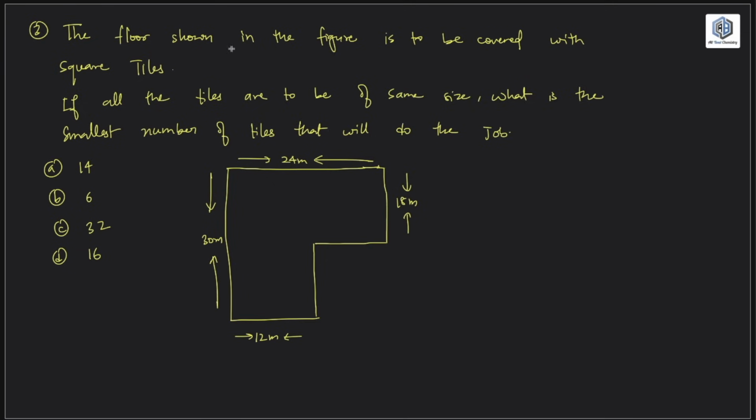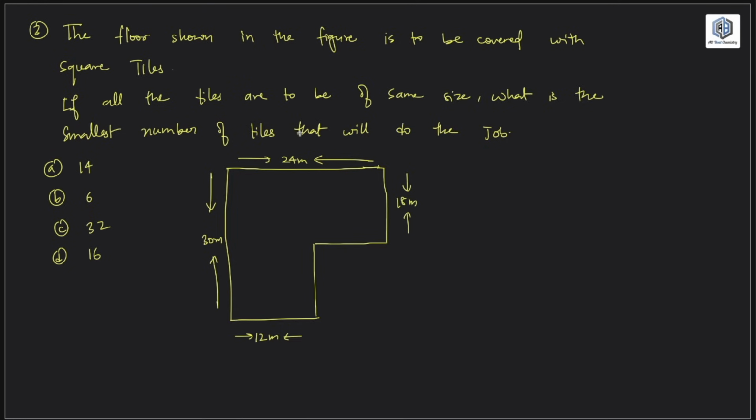It says that the floor shown in the figure is to be covered with square tiles. This is the floor shown over here. If all the tiles are to be of the same size, what is the smallest number of tiles that will do the job? Okay, and remember that you have to use square tiles.